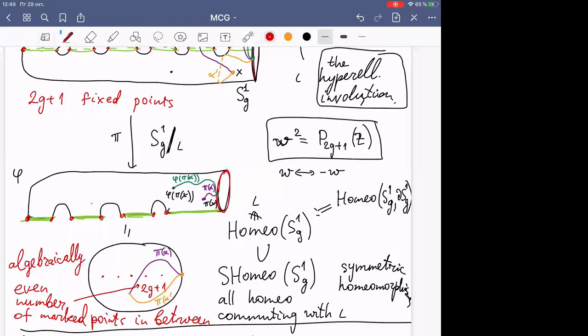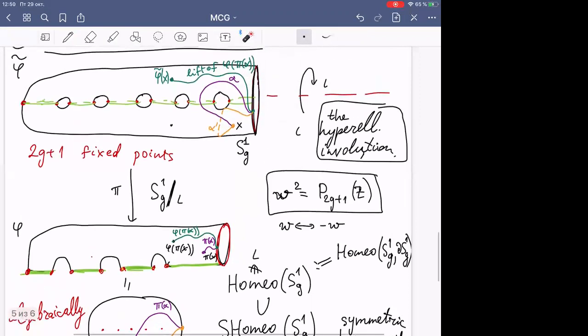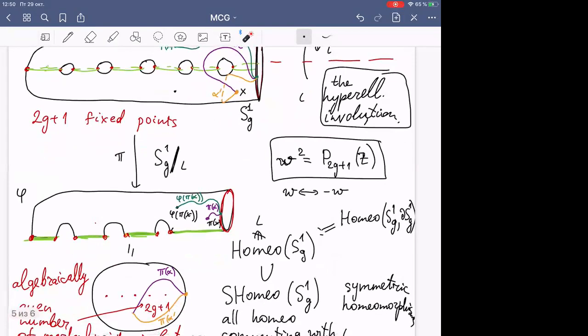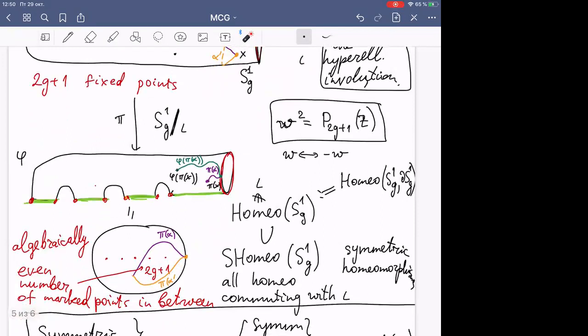We may just count how many times we could pass to one-dimensional homology, and look how many times this loop consisting of two arcs goes around any point. And algebraically, we have an even number of marked points in between. So because the lift of this loop is closed, this property remains true after the homeomorphism phi.